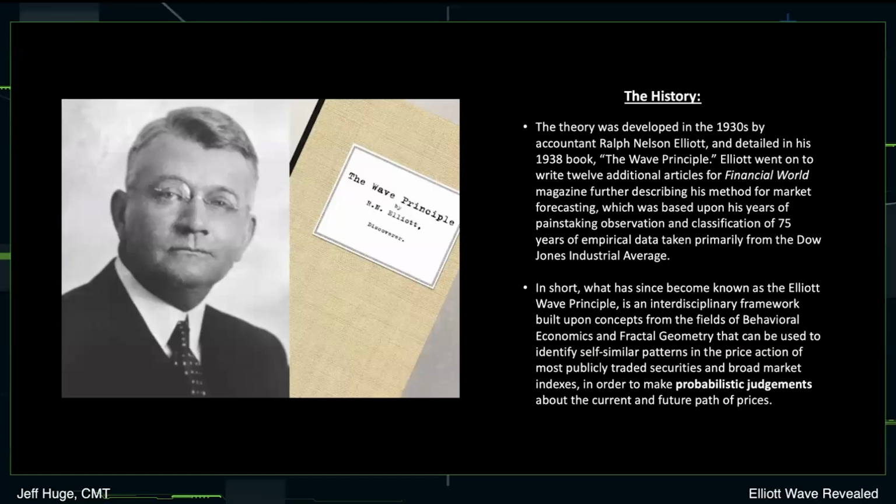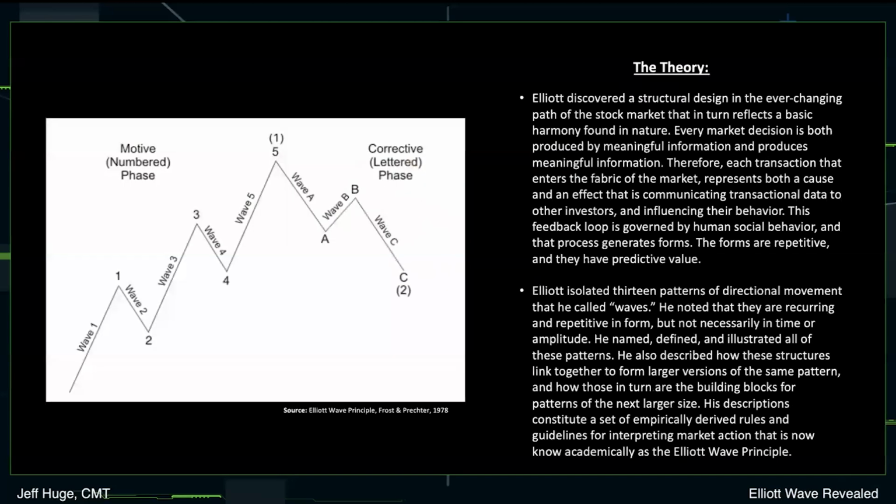Now, let me emphasize probabilistic judgments. This is not physics, okay? It's not something that we know to be certain at each time. What we know is that there is a high probability of the next phase of the wave formation to carry out in a specific way, because the history is that these are repetitive patterns. And so with that, let's dig a little bit further into the basic theory itself.